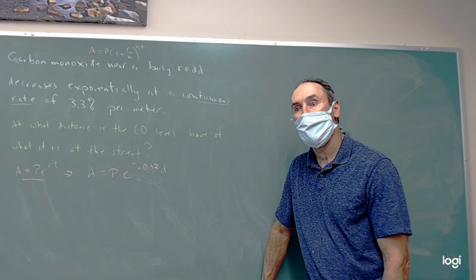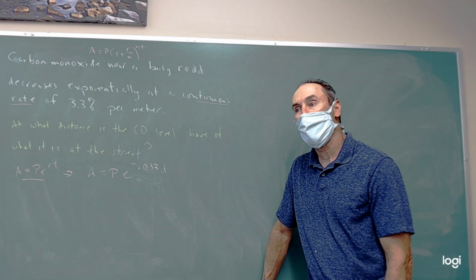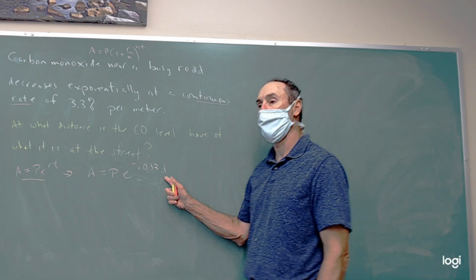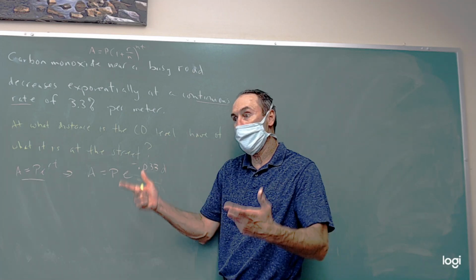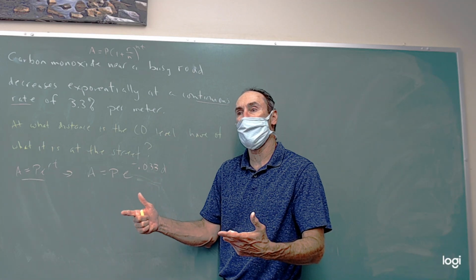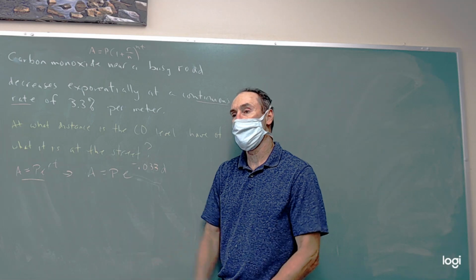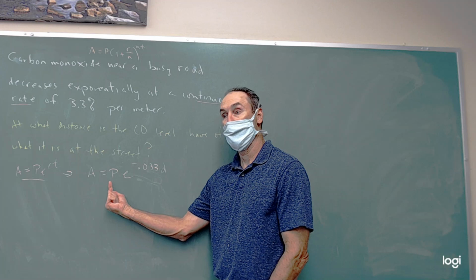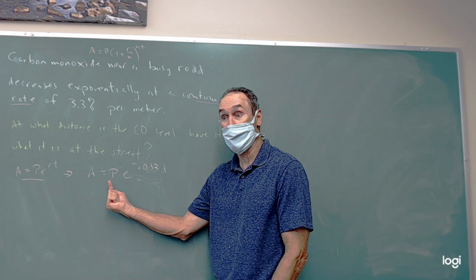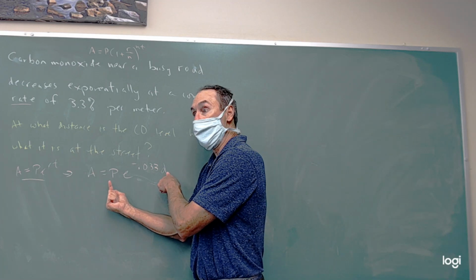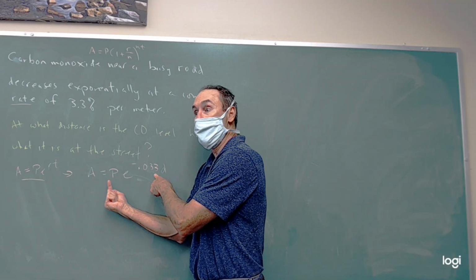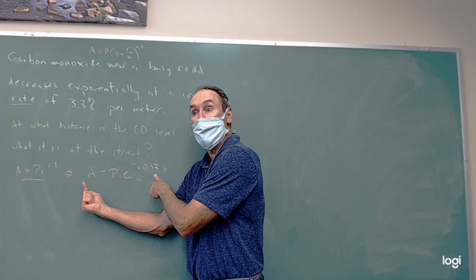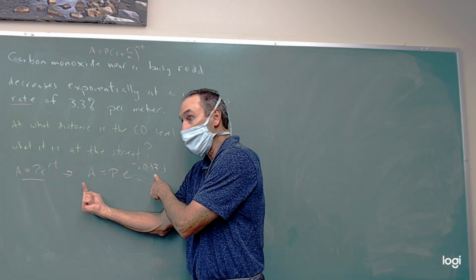Now what? When will we have half as much? Well, how much do we have at a distance of 0? If d is 0, we're right on the edge of the street, in the middle of the street there. How much carbon monoxide are we breathing in? P. I don't know what that is, but it's P in this equation. You see that? You put in 0 here, e to the 0 is 1, it's going to give you P. So how much is half of that going to be? 0.5 P, or 1/2 P.